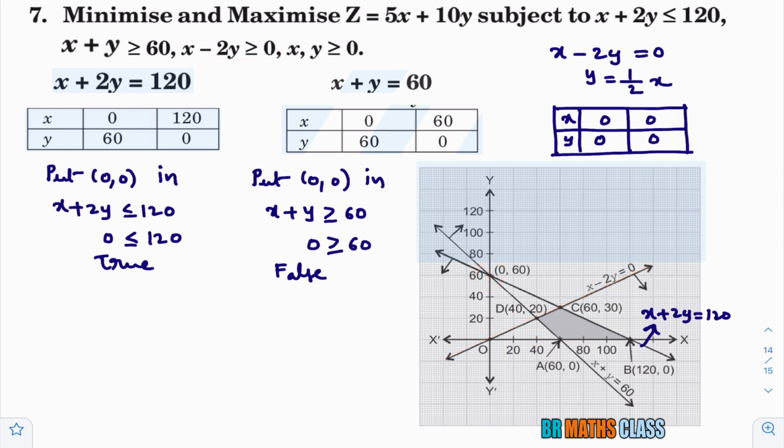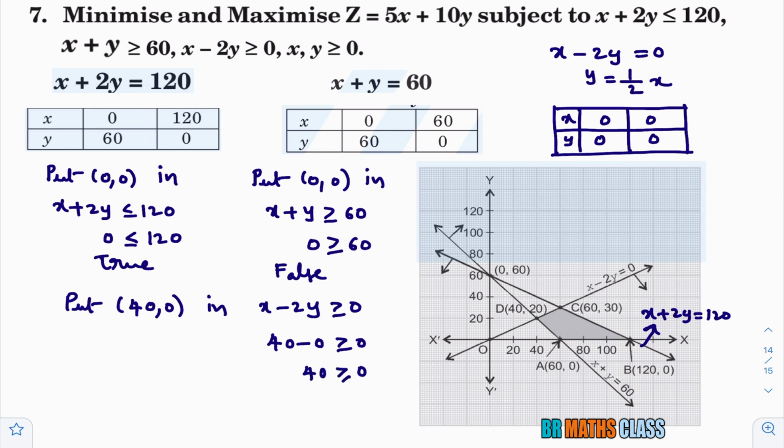So here clearly (40, 0) is this side of the line. I'll put (40, 0) in x minus 2y greater than or equal to 0. Put it, what do you get? (40, 0) means x is 40, minus 2 into 0 is 0, so 40 is greater than or equal to 0. Observe what we got: 40 greater than 0. Is it true or false? Yes, clearly 40 is greater than 0, so this is true.